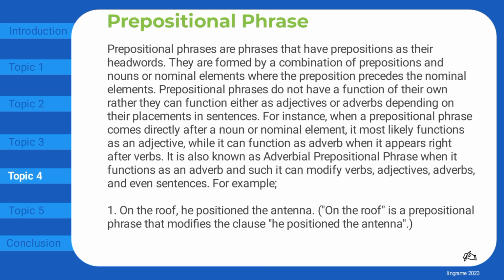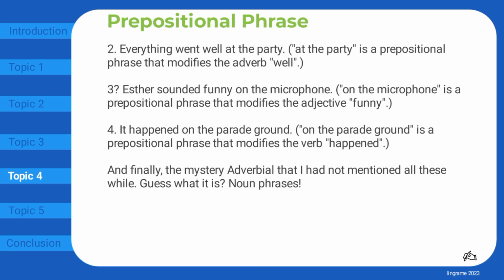For example, on the roof, he positioned the antenna. On the roof is a prepositional phrase that modifies the clause, he positioned the antenna. Everything went well at the party. At the party is a prepositional phrase that modifies the adverb well. Esther sounded funny on the microphone. On the microphone is a prepositional phrase that modifies the adjective funny. It happened on the parade ground. On the parade ground is a prepositional phrase that modifies the verb happened.